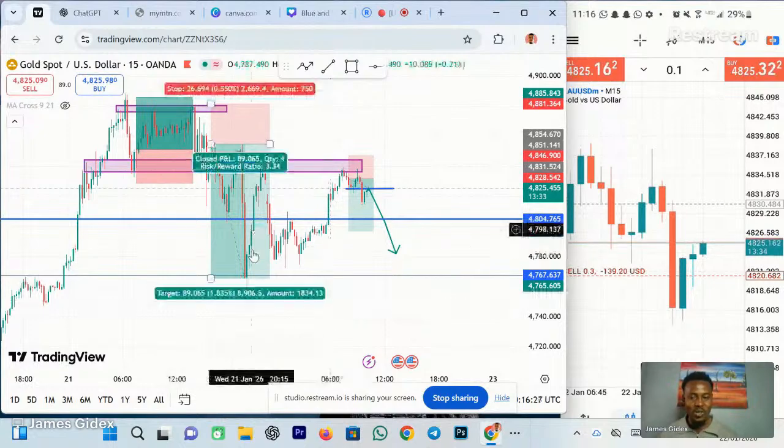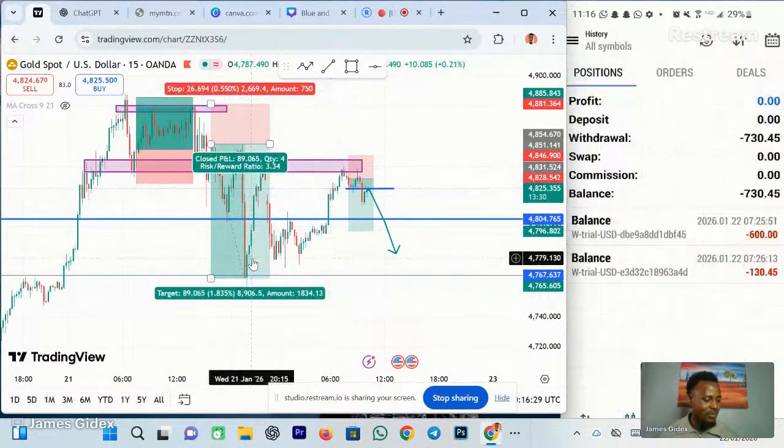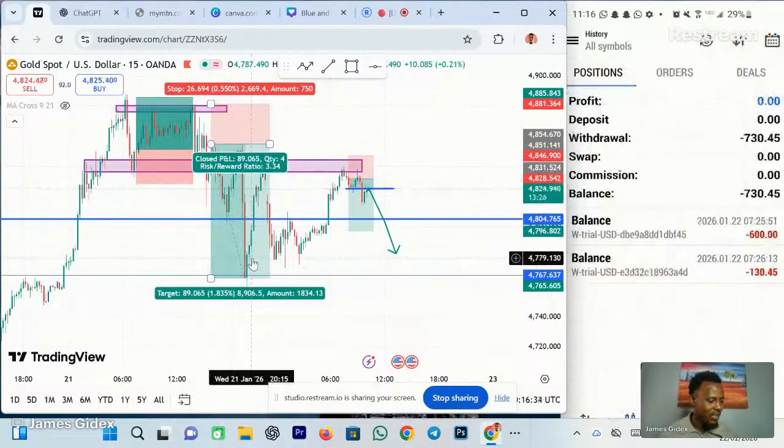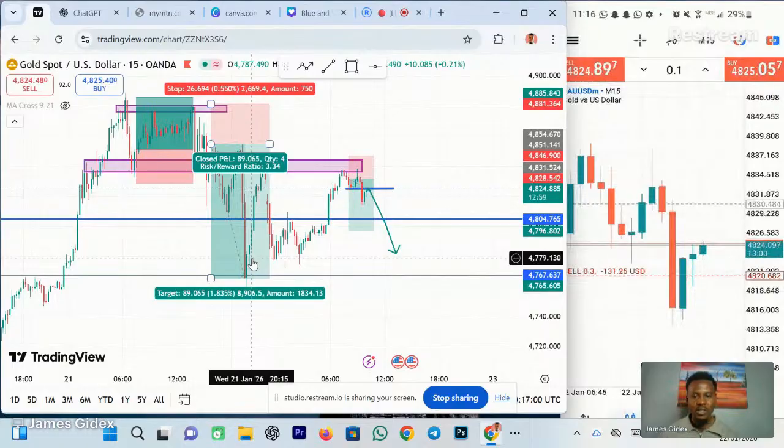This was the lot size I used yesterday, but I cashed out massively. As you can see from my withdrawals, I withdrew about $600 this morning, and I also withdrew about $130 to make sure I keep the account around $500 from our profit yesterday. If you look closely, you will see minus 730. That is the 600 plus 130 withdrawal this morning. So we are not playing here. We're here to make money.